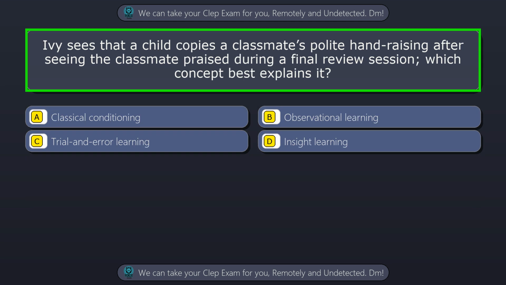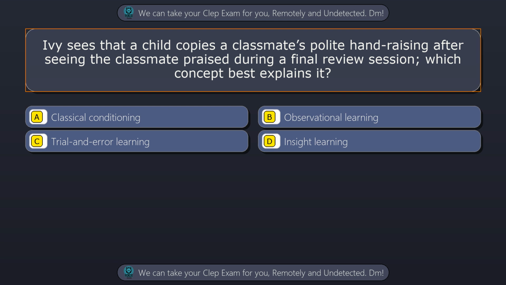Question 9. Ivy sees that a child copies a classmate's polite hand raising after seeing the classmate praised during a final review session. Which concept best explains it? Option A, classical conditioning. Option B, observational learning. Option C, trial and error learning. Option D, insight learning. The correct answer is option B, observational learning.